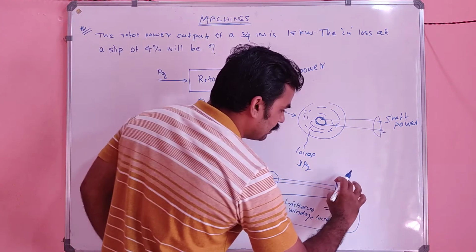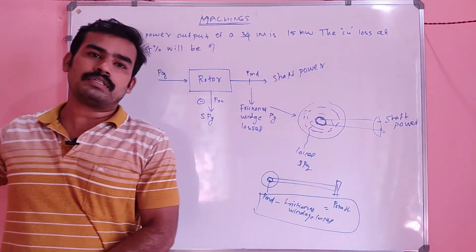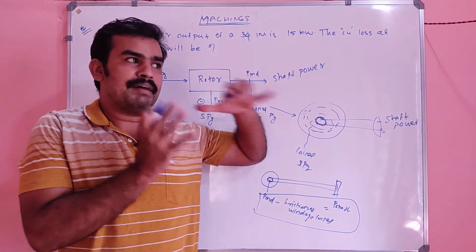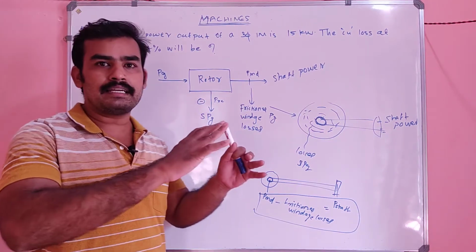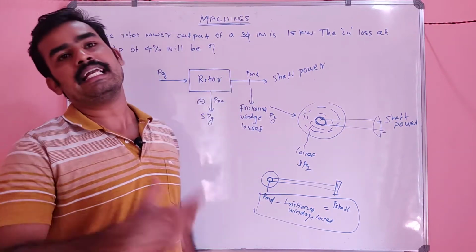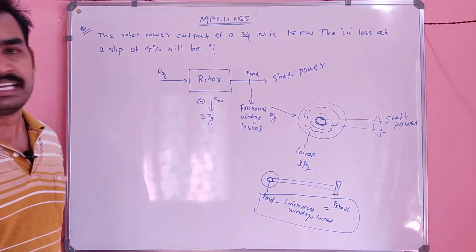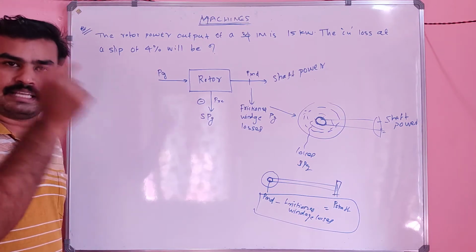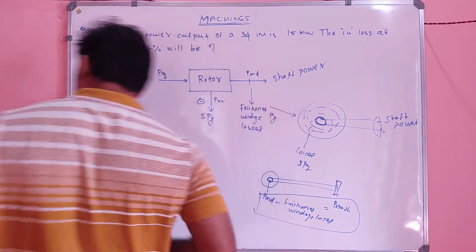Clear? So P shaft is nothing but the total available power. At the far end of the motor there will be the load. That means the power which is directly available to the load is called the shaft power. The power which is directly available at the rotor output is called the rotor output power, or PMD, the mechanically developed power. This diagram will be very, very helpful to you for solving so many problems in very short time. Okay, so this is the concept.